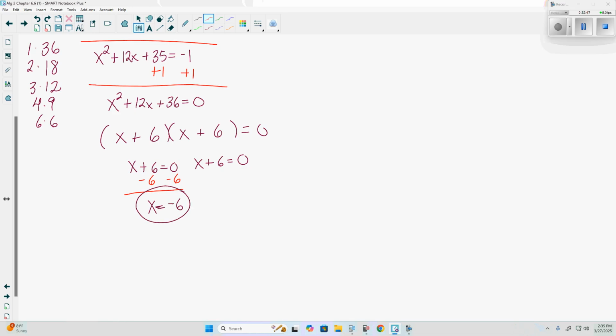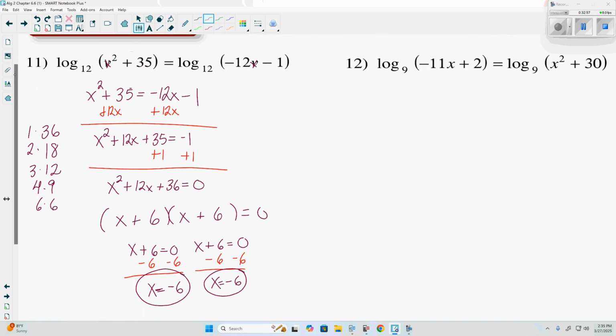Right. Negative 6. So the other one we also get negative 6. So we get 2 solutions. They're just the same solution. So negative 6 is our solution here. Now, even though it is negative, let's see what happens when we plug it back in.